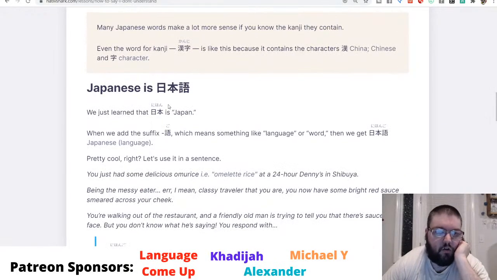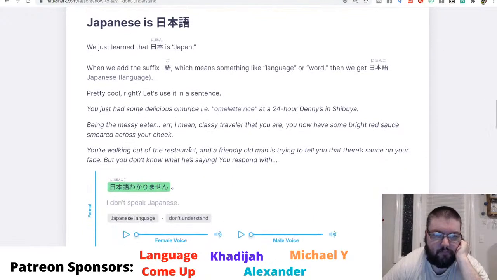Japanese is Nihongo. We learned that Nihon is Japan, and when adding the suffix go, which means something like language or word, we get Nihongo. Pretty cool, right? Let's use it in a sentence.